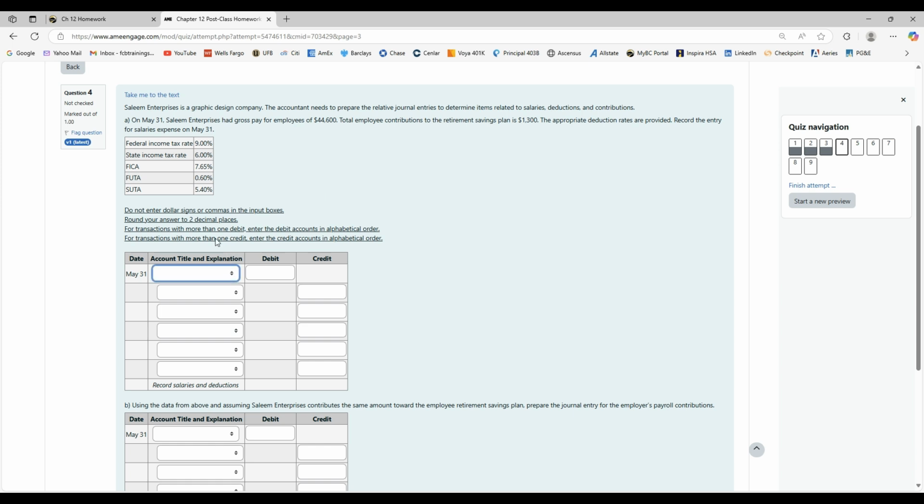So with that said, let's fill out our journal entries here. So we have salaries expense for 44,600. And then we got to go to alphabetical order again. I'm going to put these in my Excel and organize them by alphabet. It's kind of a pain.